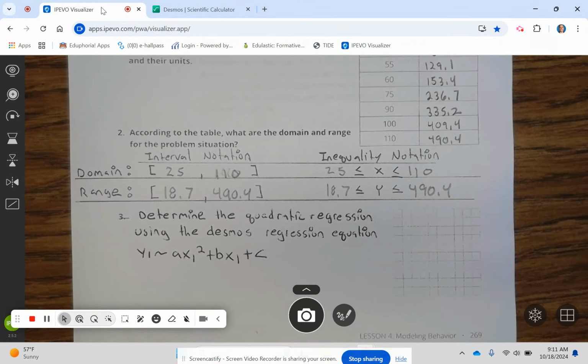Number 3, determine the quadratic regression using Desmos. Regression equation: y1 tilde ax1 squared plus bx1 plus c. All right, let's take a look at the next page.